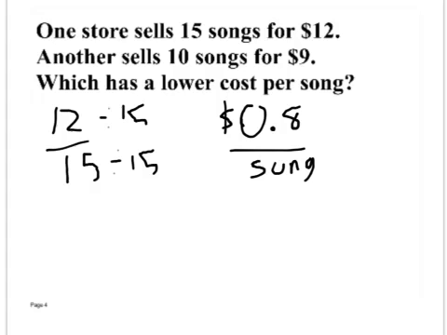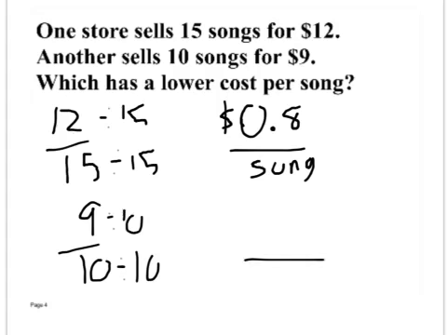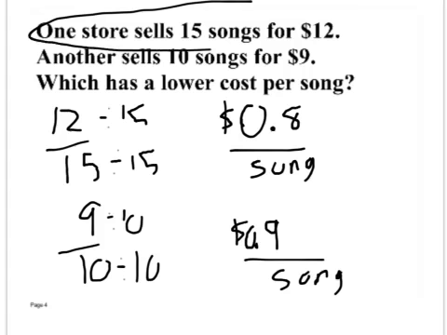Now let's do the other one. So we take $9 divided by 10. Because I want to find out what it is per song for this, what the unit rate is here. 9 divided by 10 is 0.9. So which one's cheaper, 80 cents per song or 90 cents per song? 80. So I want to go to this store, okay?